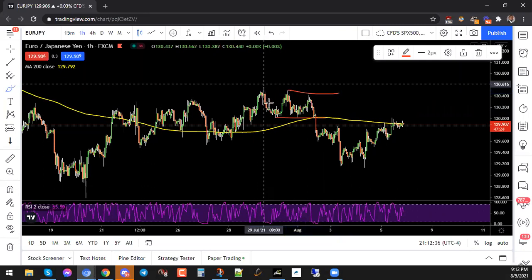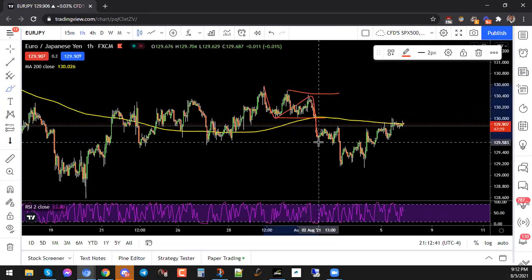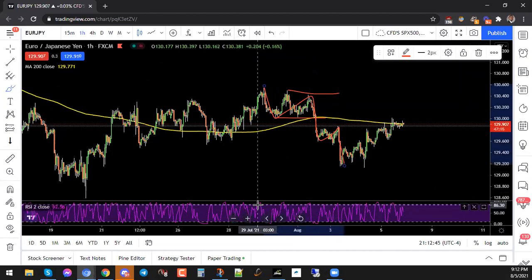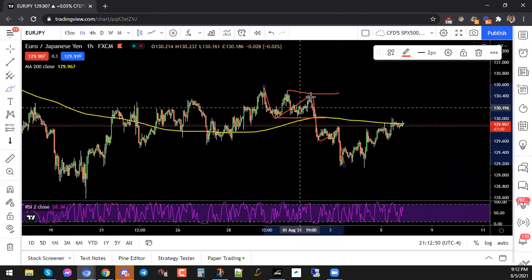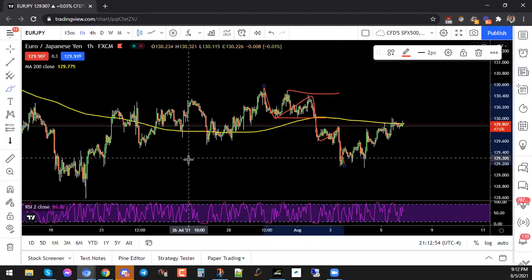So this would be my wave one, my wave two, wave three, wave four, wave five. See how this created a 5-wave impulse? 1, 2, 3, 4, 5. So that's my 5-wave impulse.